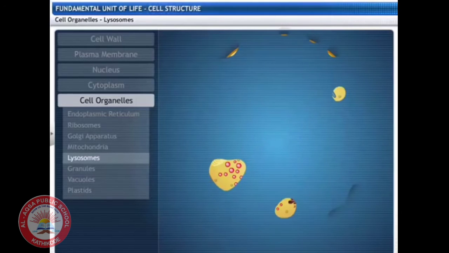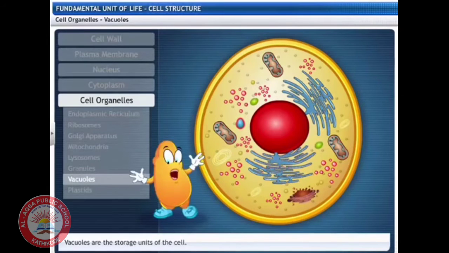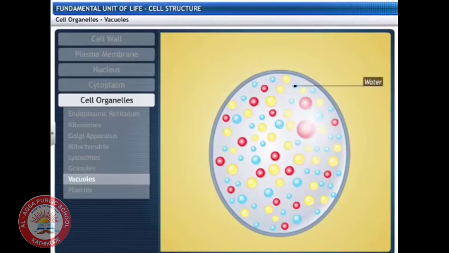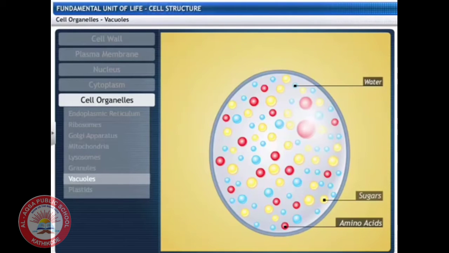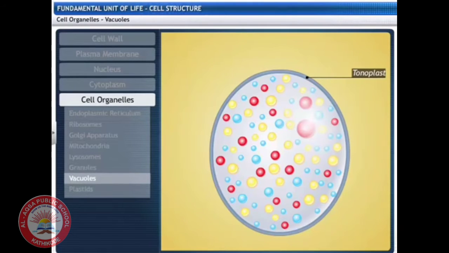Cells contain storage sacs called vacuoles. They store substances of importance like amino acids, sugars, organic acids, and some proteins. In plant cells, vacuoles are full of fluid called the cell sap, which provides turgidity and rigidity to the cell. A vacuole is covered by a membrane called the tonoplast.